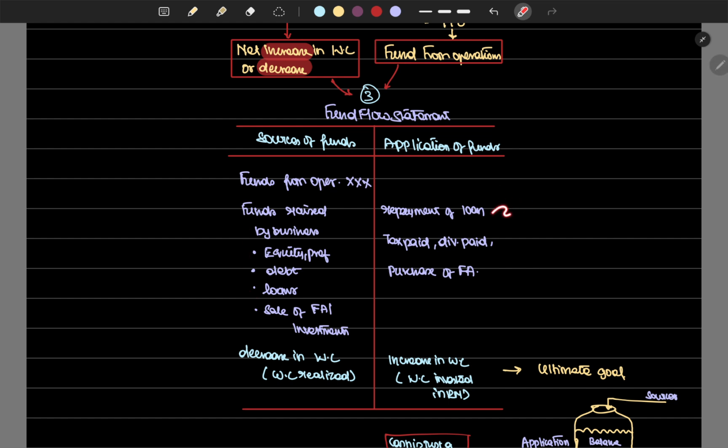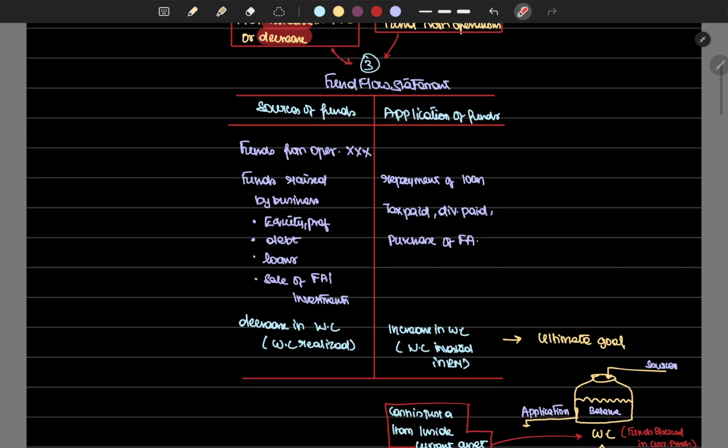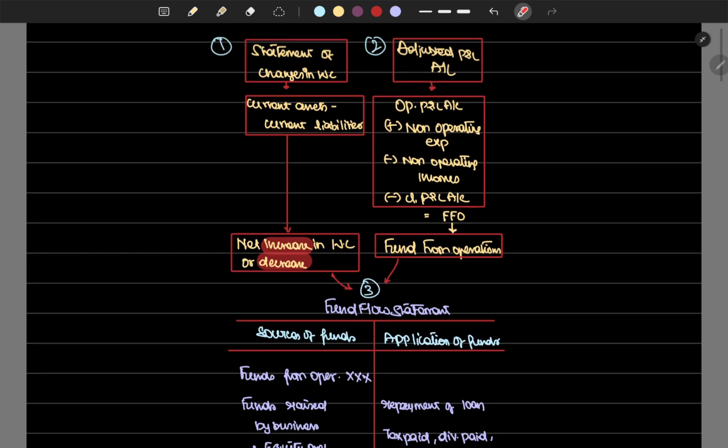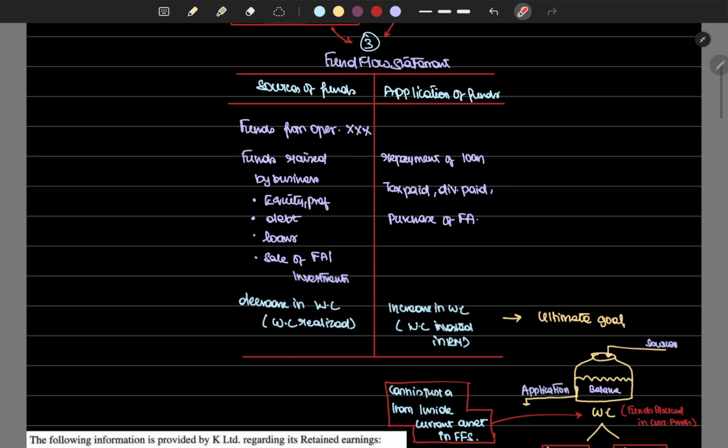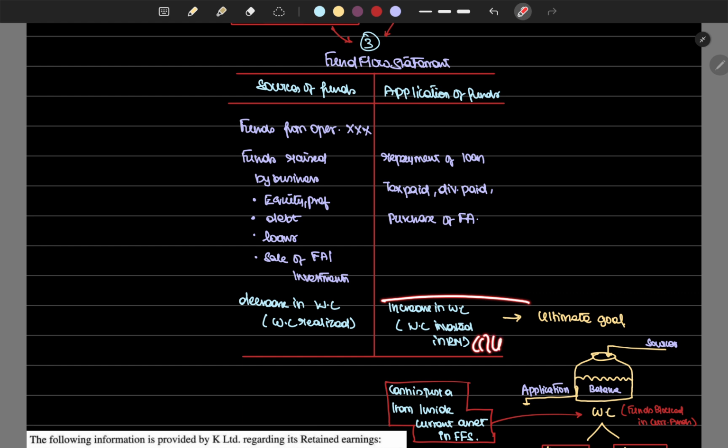And where we apply these funds: to repay the loan, to pay the tax, to pay the dividends, and to purchase any fixed assets required for the operations. After all these sources and applications of funds, the balancing figure would be the increase or decrease in working capital. Or if they have given the two years' balance sheets, we can prepare the statement of changes in working capital as a working note and balance it. If they don't give the increase in working capital, we can take it as a balancing figure.